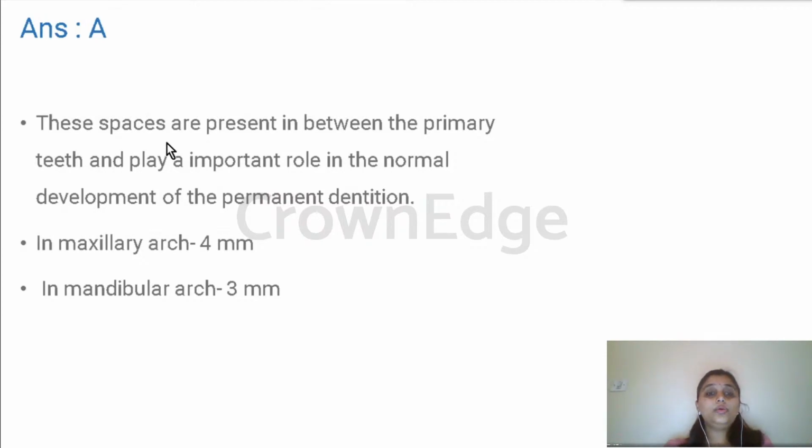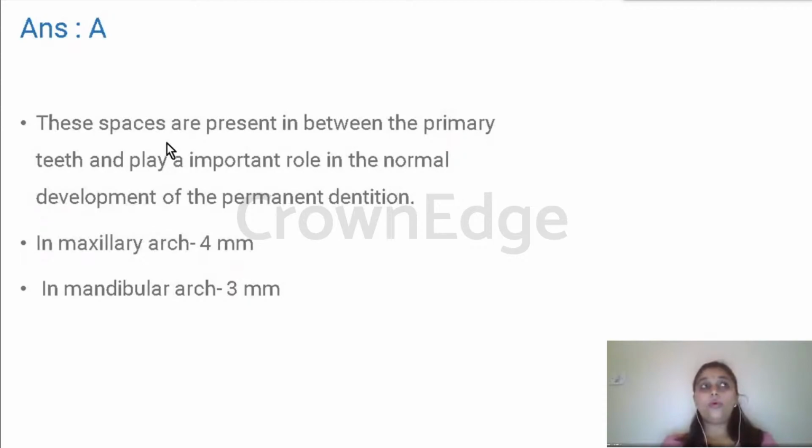So Baum is the person who was the first to describe and name the spaces, and according to him, the spaced or non-spaced dentition actually plays a very important role. These spaces are there, although they may look slightly off, they play a very important role in the development of the jaws. The space development during the primary dentition in your maxillary arch is about 4 mm, and the mandibular arch is about 3 mm.